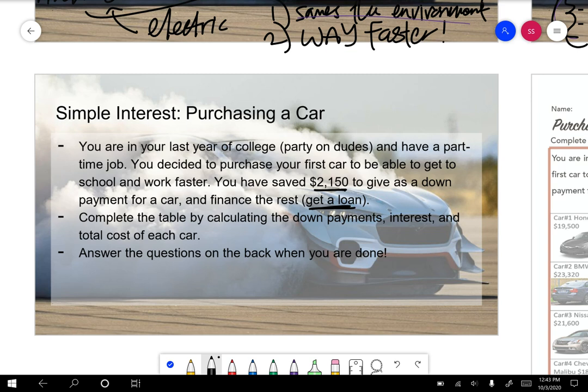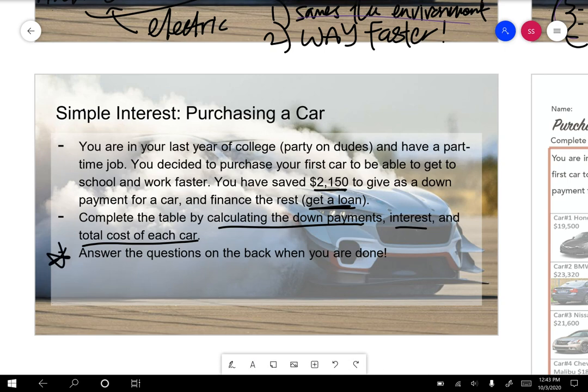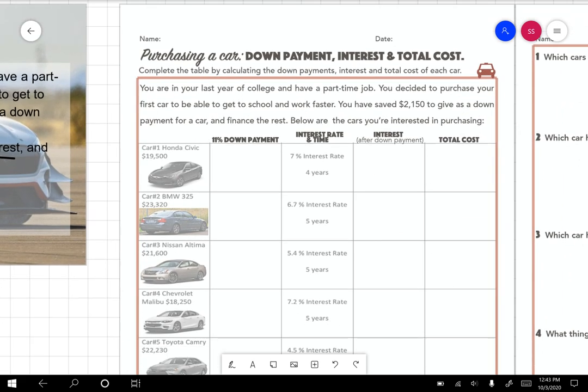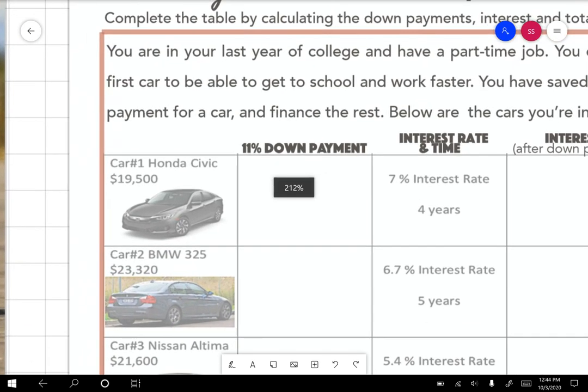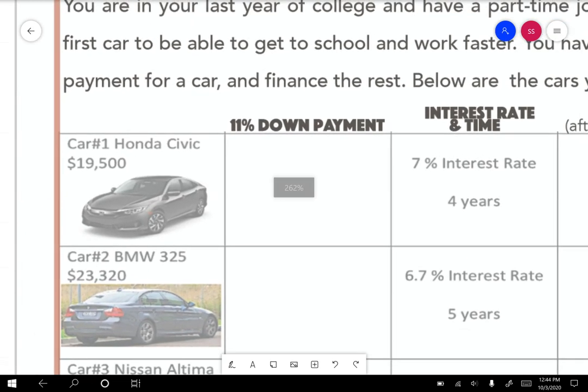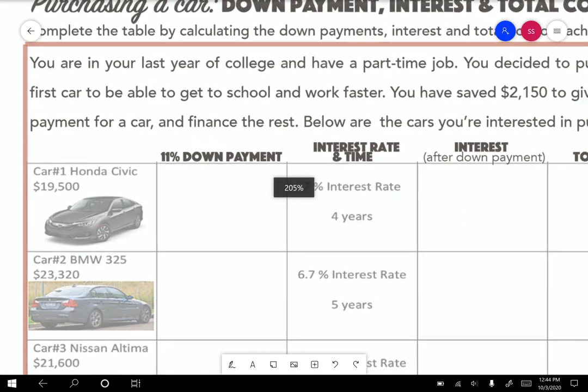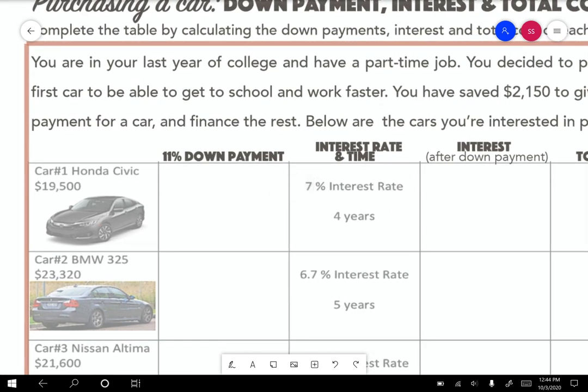Our task is to complete the table on the front of the page by calculating the down payments, the interest, and the total cost of each car. And then you'll answer the questions on the back when you're done with that. So let's take a look at this. I'll go over the first one with you just so you kind of know what we're looking for and how to calculate these things. And then I'll let you do the rest of them. Okay. So I'm going to point out a few things first.